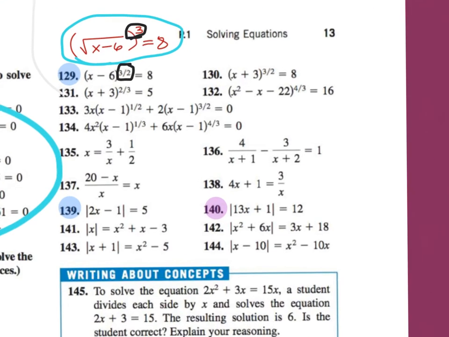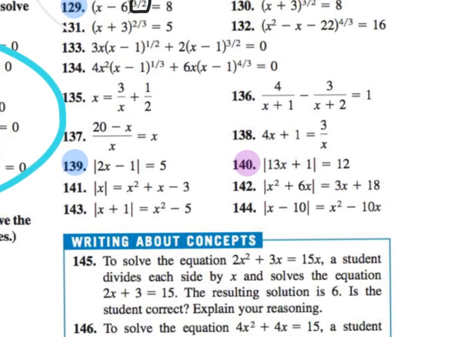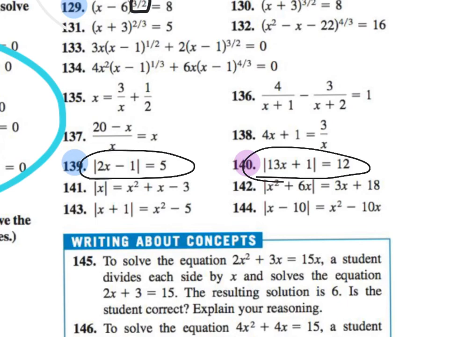When you get to 139 and 140, these are both absolute values. So if you remember absolute value, you would take whatever's inside the absolute value and set it equal to what's there, but also the negative version of that number. Because if what's in here is a -5, the absolute value makes it +5. So I would get 2 answers for each of these. Same thing for 140, set it equal to both positive 12 and negative 12.